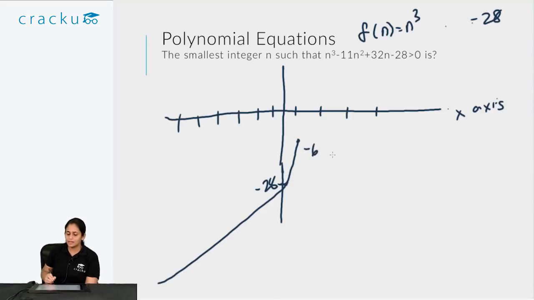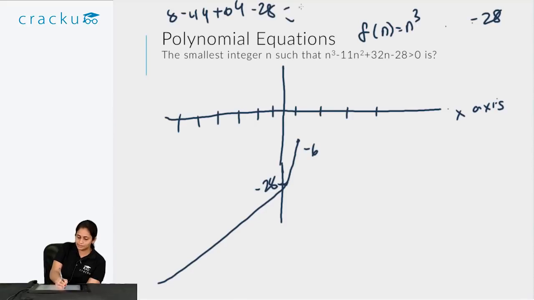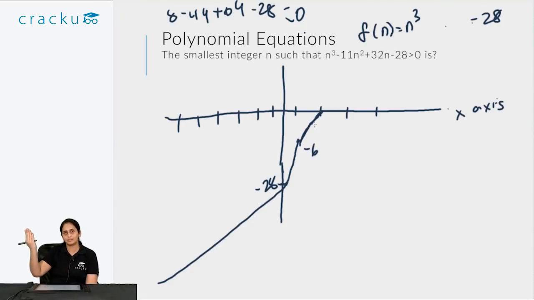Now what is the value for n equal to 2? It is 8 minus 44, plus 64, minus 28. So this is equal to 0. So it touches the x-axis at 2. Now generally when the graph crosses the x-axis at a particular value, it goes on to the other side. So potentially the smallest integer can be n equal to 3. But first let us actually check that out.